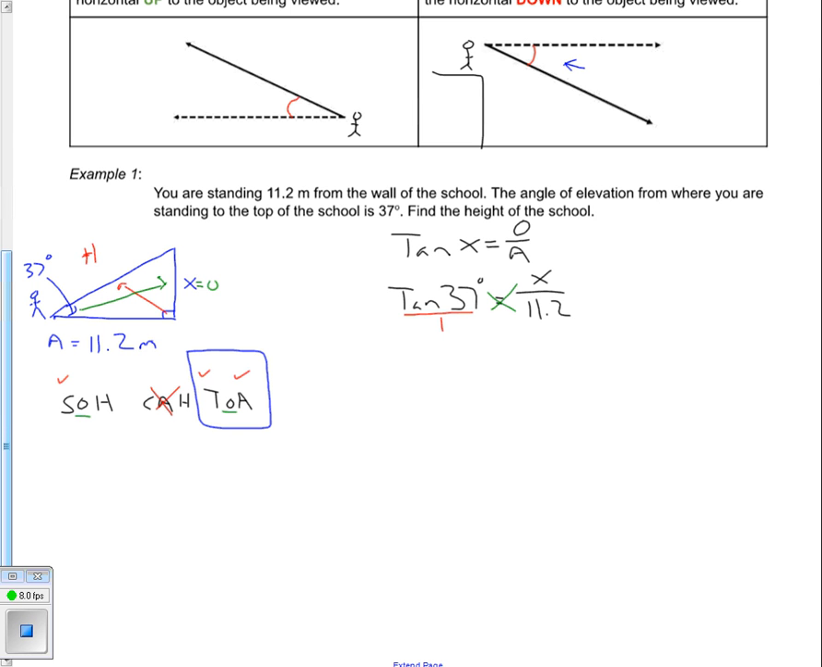So in this case, we're going to figure out what x is by cross-multiplying. I end up with x is equal to 11.2 times tan of 37 degrees. Okay, and if I put this into my calculator, 11.2 times the tan of 37 degrees is equal to approximately 8.4. So the height of the school is approximately 8.4 meters.